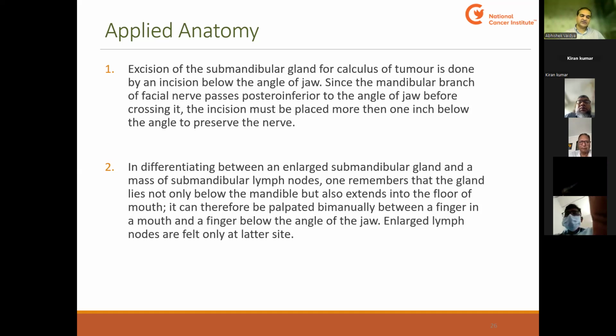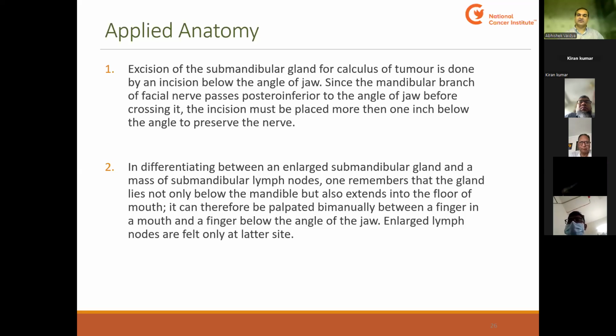If you're dealing with just a calculus, then you can incise through the fascia of the gland so that the nerve is preserved and it goes superiorly. If you're doing this for a malignancy, then you have to meticulously identify and preserve the marginal mandibular nerve.